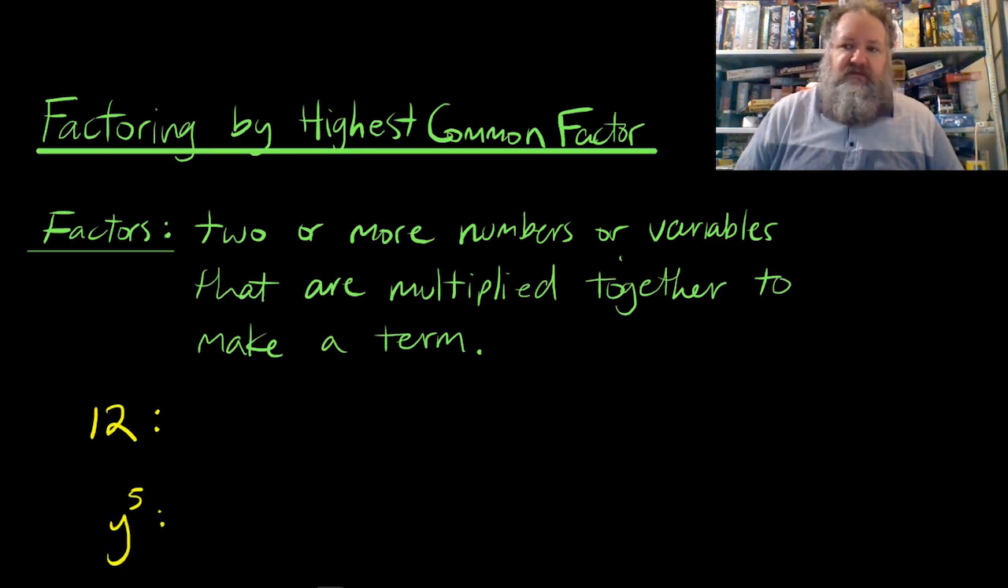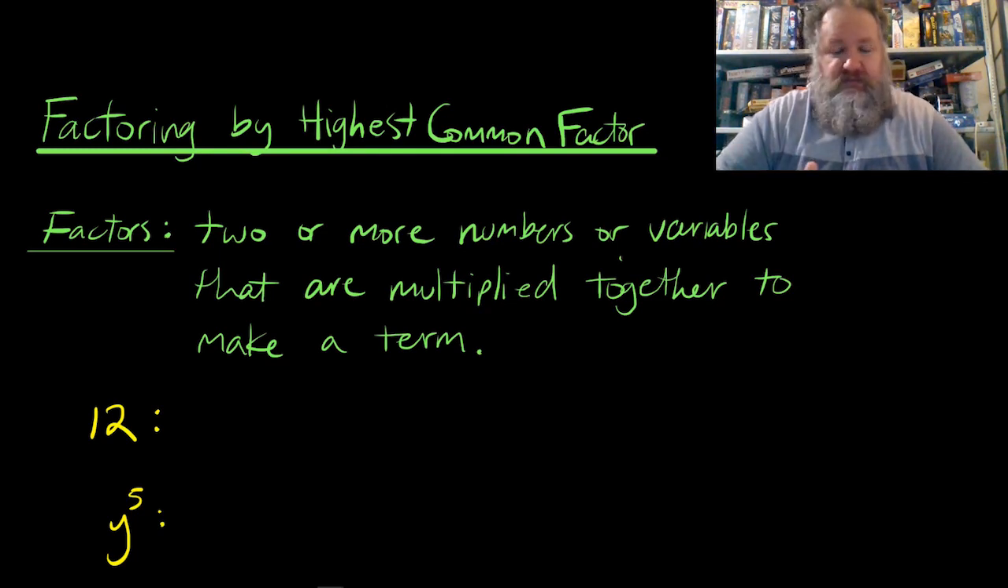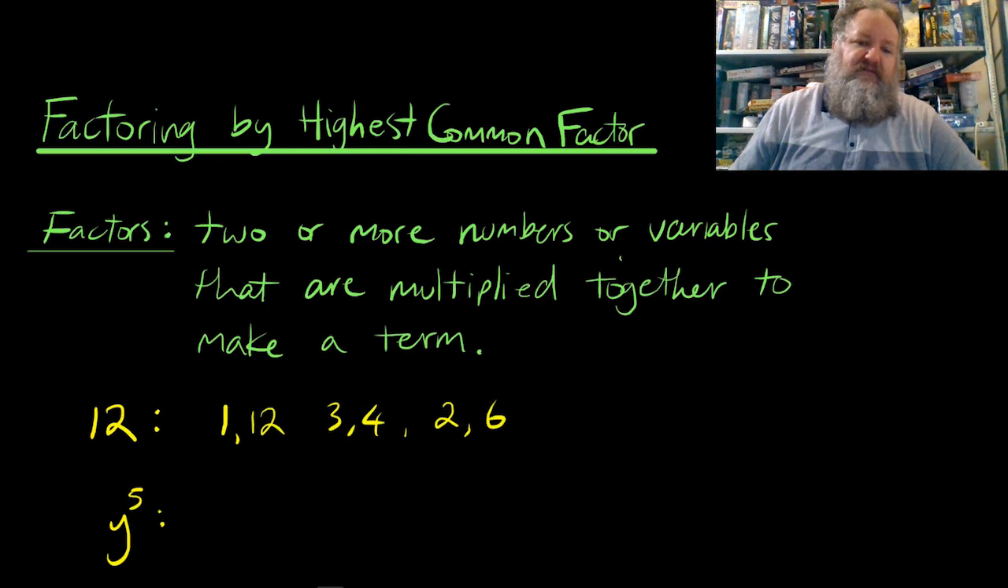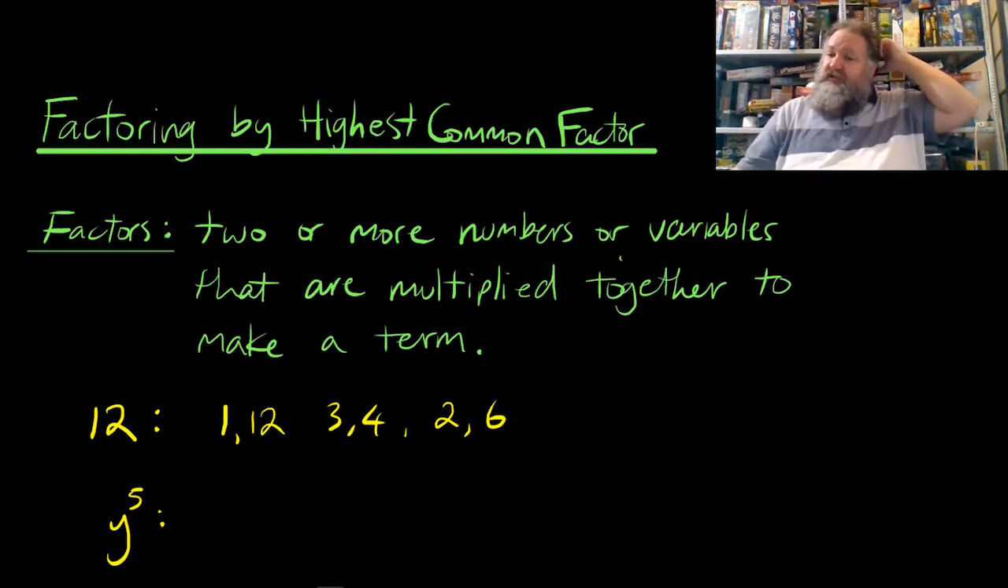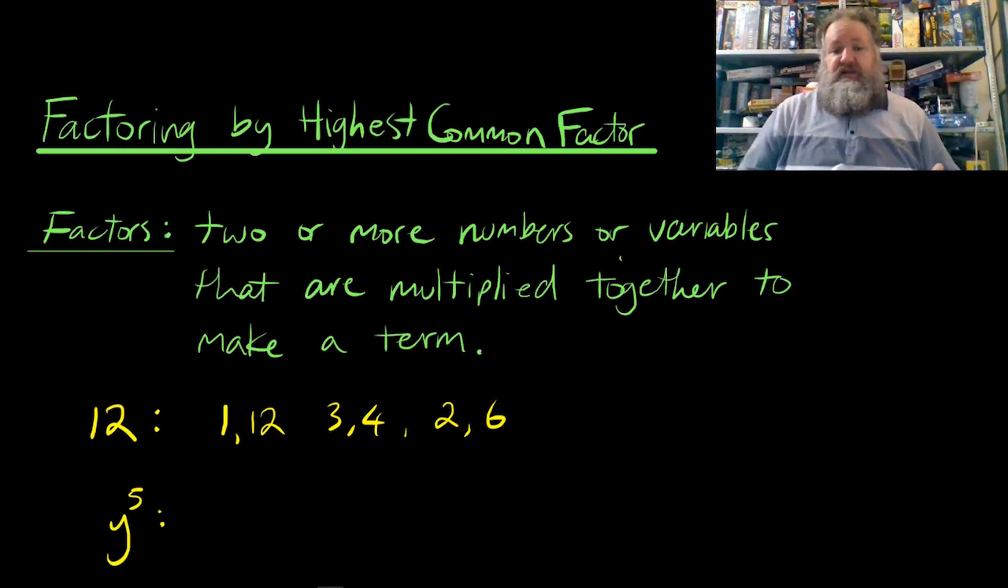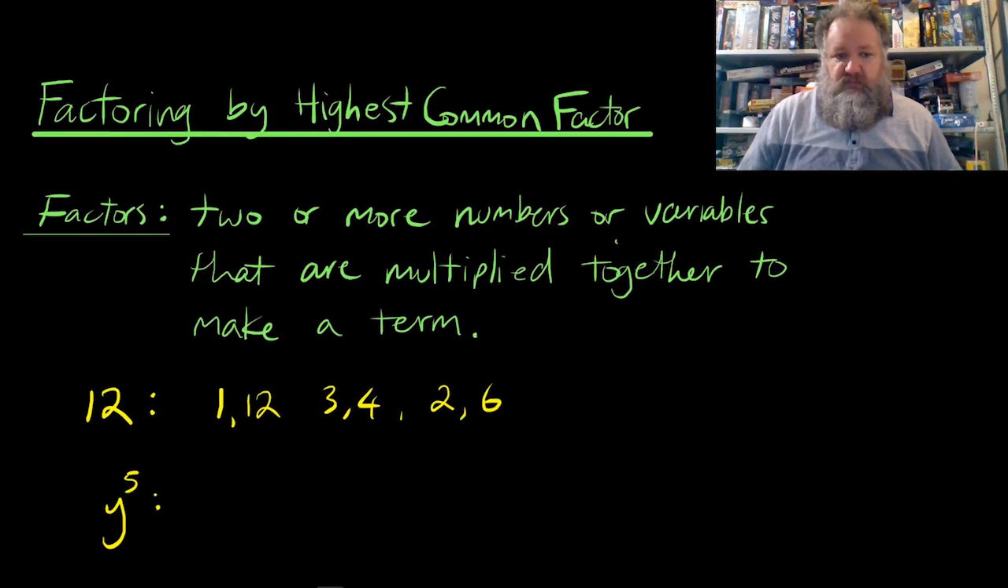And I'm sure that you have factored things before. So we could find the factors of 12, for example. The factors of 12 would be any two numbers multiplied together to make 12. So we could have 1 and 12, 3 and 4, 2 and 6. Interestingly enough, factors always sort of turn up in pairs. There's always a pair of factors, right?